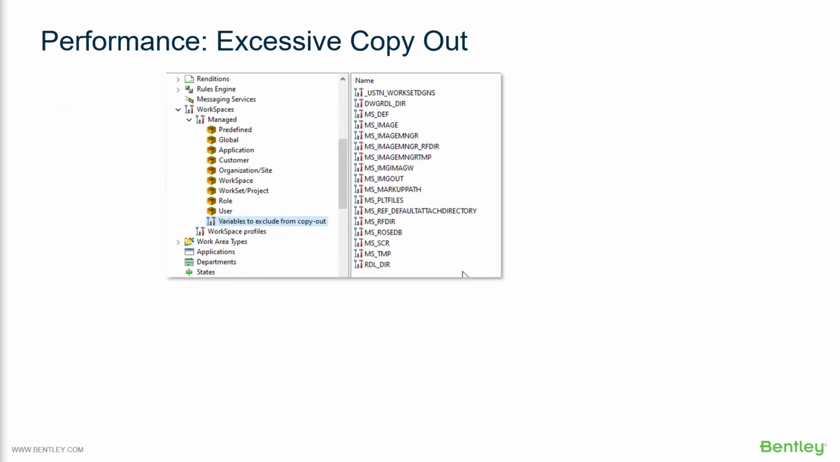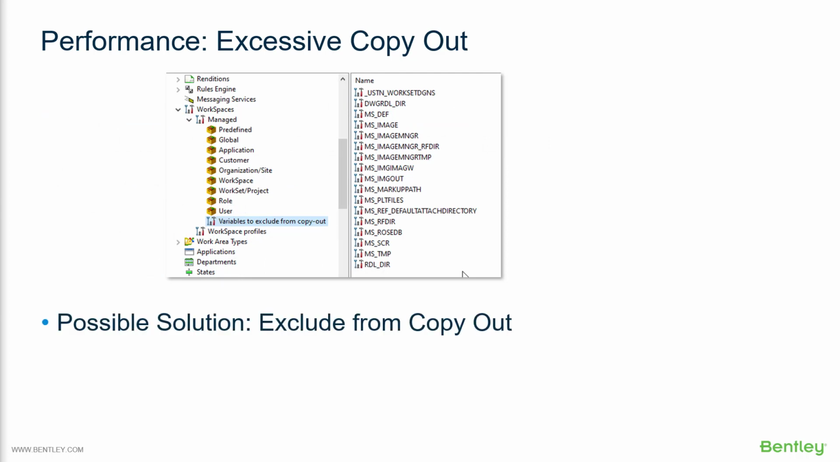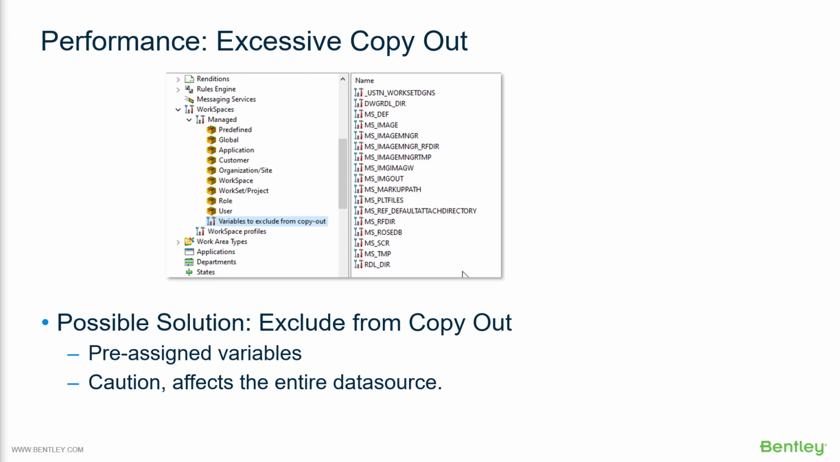In each data source, there is an option to identify variables to exclude from copyout. This is controlled in ProjectWise Administrator in the Workspaces Manage section under Variables to exclude from copyout. _dgn_dir is automatically excluded, but others may be added. Shown here is the default list of variables to be excluded. Care needs to be taken when adding variables to this list, as it does affect the entire data source.